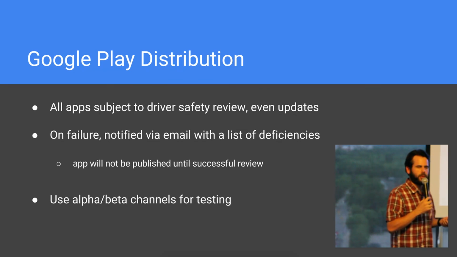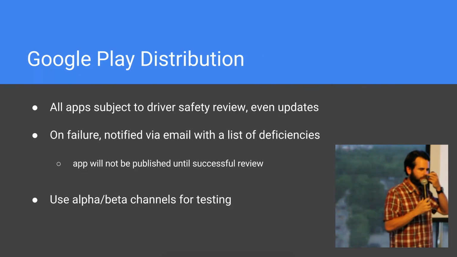Google recommends using the alpha and beta channels in the Play Store for testing. So you can publish it, see if it passes the check, then do all the testing, and then promote it once it's ready to go.